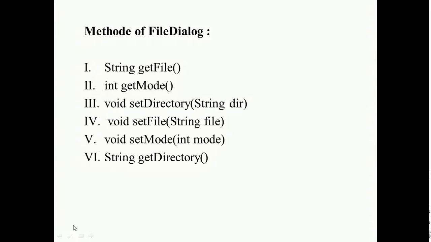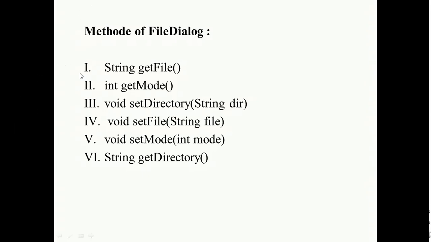Now see methods of the file dialog box. There are 6 methods of the file dialog box. First method is String getFile. So the getFile method is used to get the selected file of this file dialog. Means simply get or return the selected file of the file dialog. The getFile method is used.